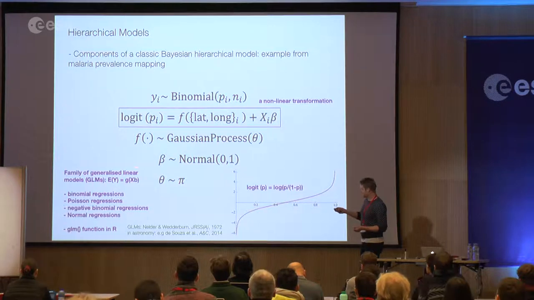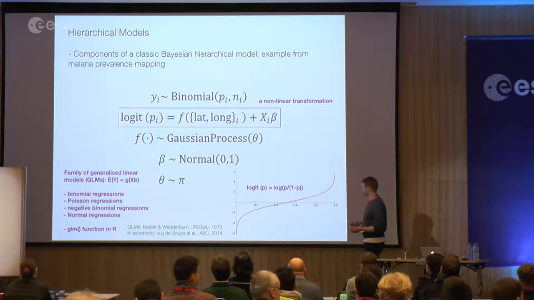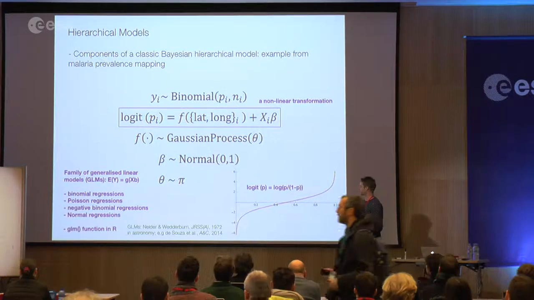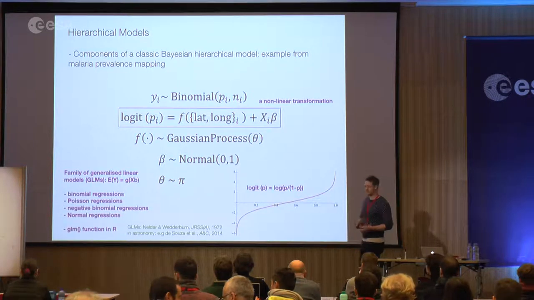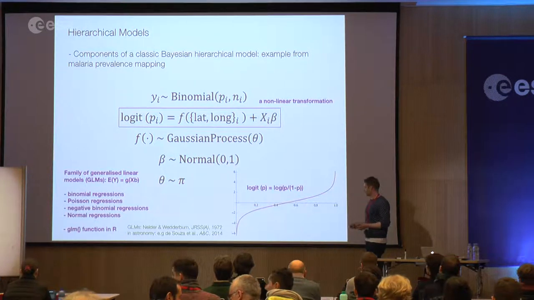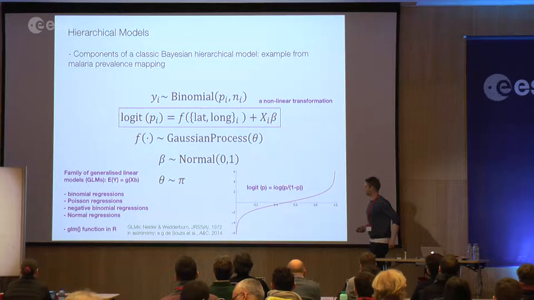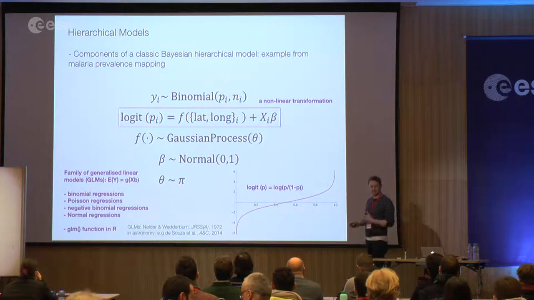But basically, this class of models is very well studied in statistics. And if you look in R, there's a set of functions called glm, which can handle fitting these models from a frequentist perspective very quickly. I've been working on these a little bit with some people like Rafael de Souza, finding astronomical applications for these types of models.